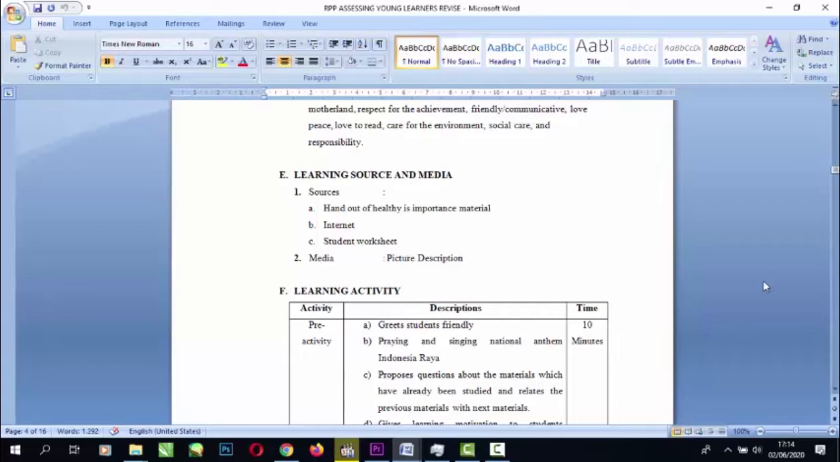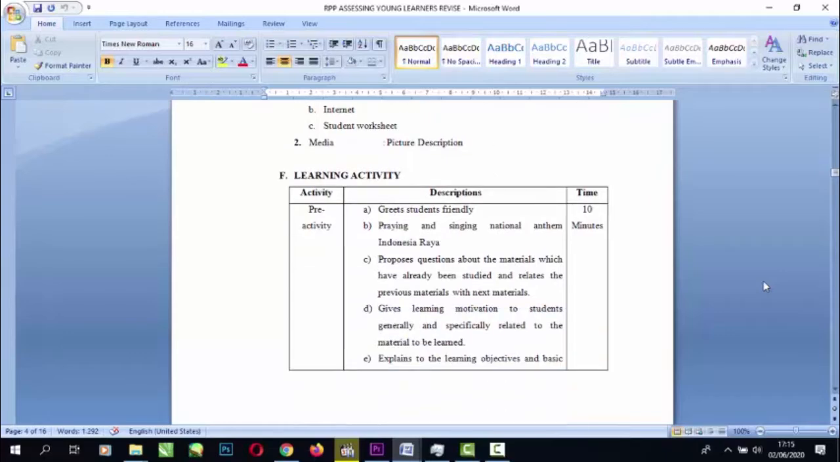Okay, the next presenter is Arika Utami. Okay, for the next there is a learning activity. In the learning activity, there are pre, whilst, and post activity. In the first one, there is pre activity.